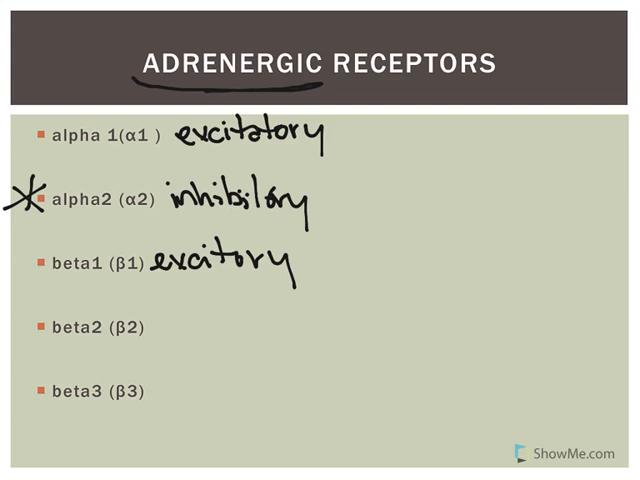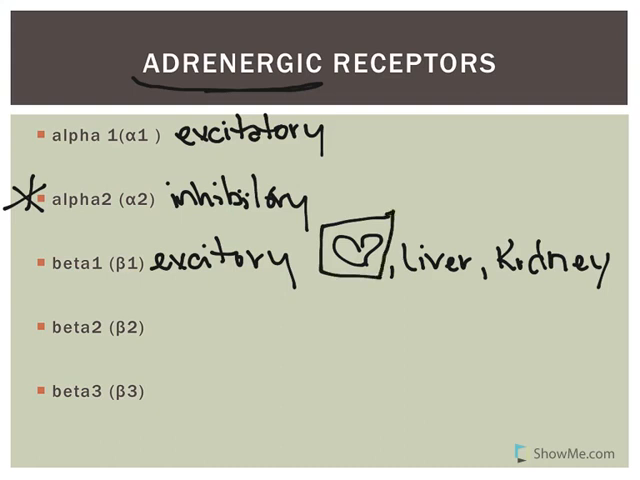And where we're going to find the beta 1 adrenergic receptors are going to be in the heart, the liver, the kidney. What you're going to notice today, the only example I'll give you is the heart. Time will limit how much memorization, because I'm only going to give you examples of its effects on the heart.